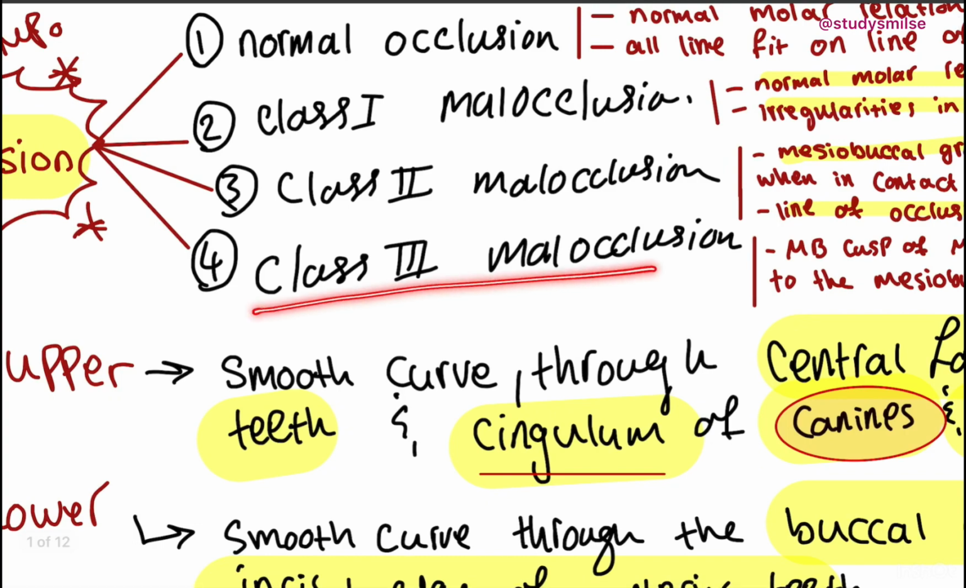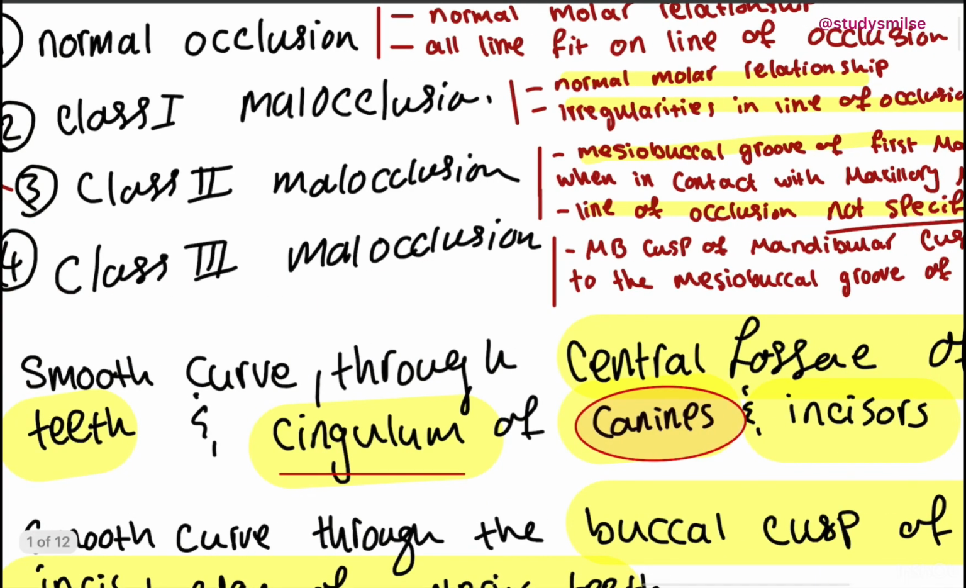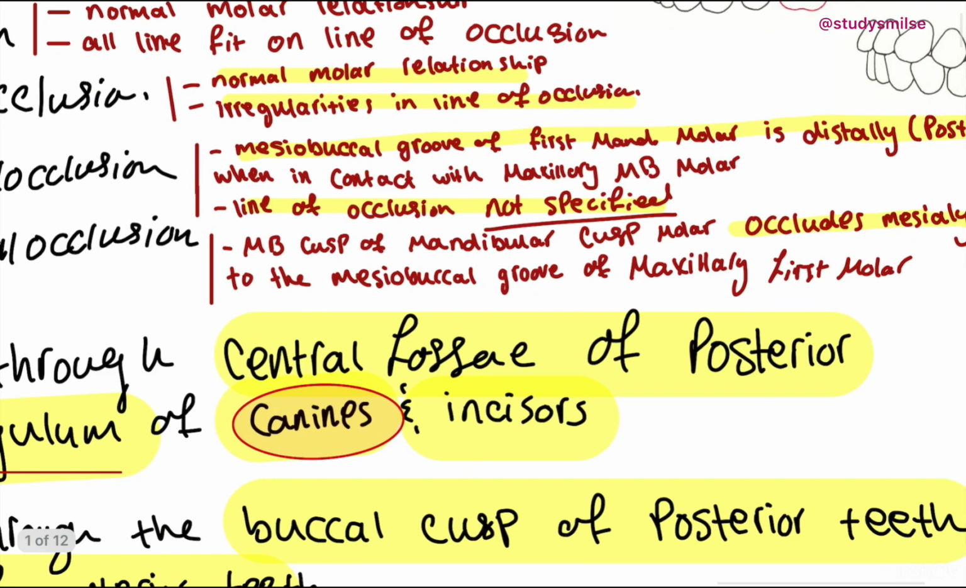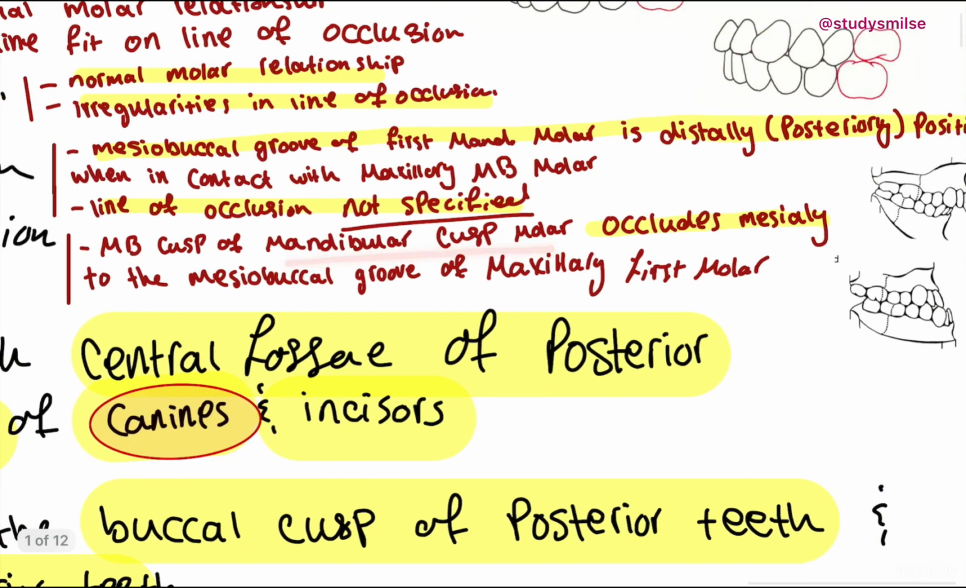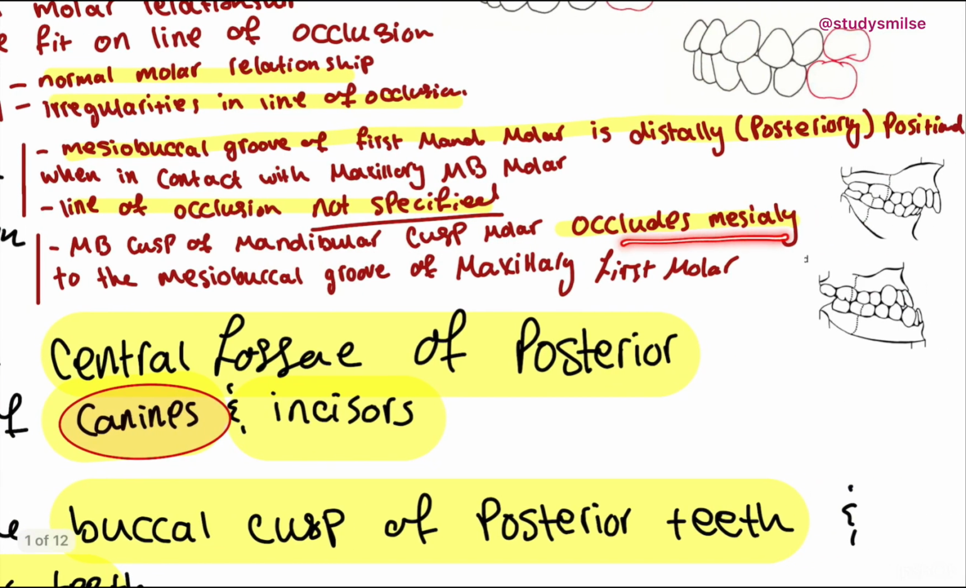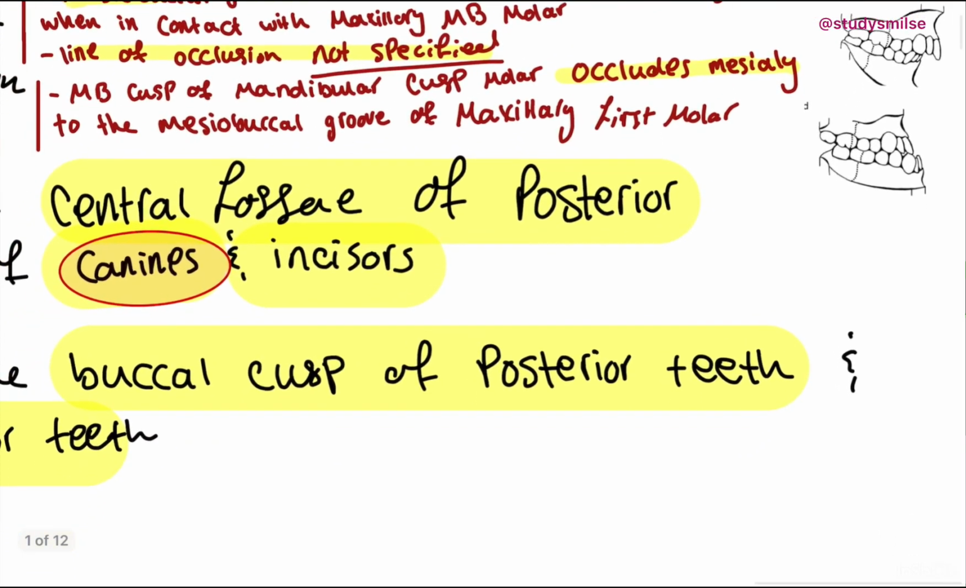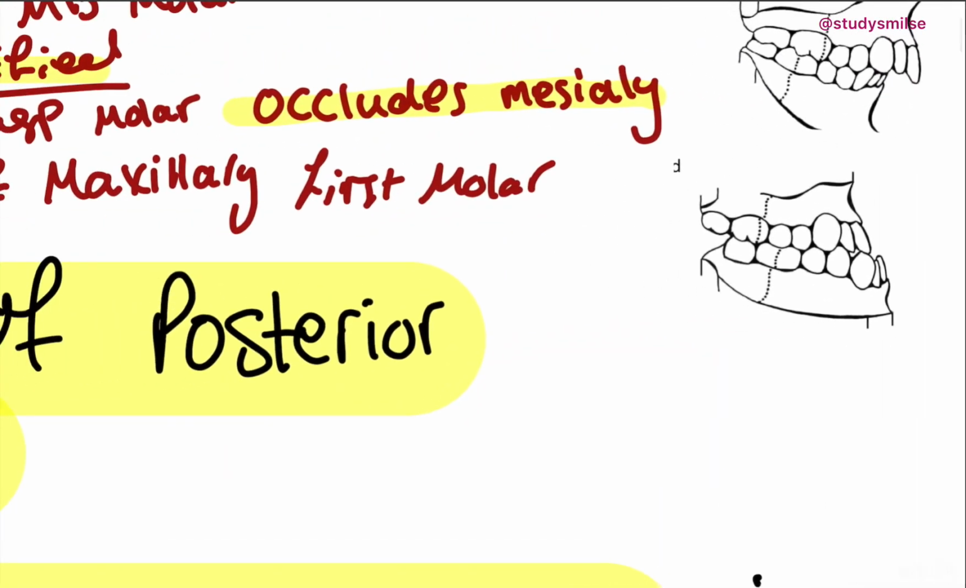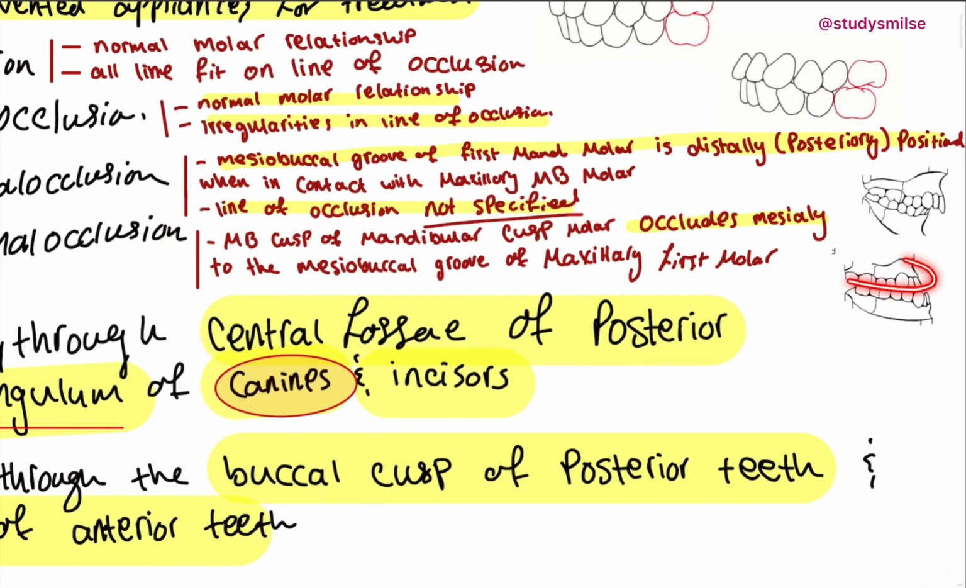Last we have class 3 malocclusion. In this classification, the mesiobuccal cusp of the maxillary molar occludes mesially to the mesiobuccal groove of the mandibular molar, as you can see here in this photo. So in this class 3, the upper jaw is situated more posteriorly to the lower jaw.